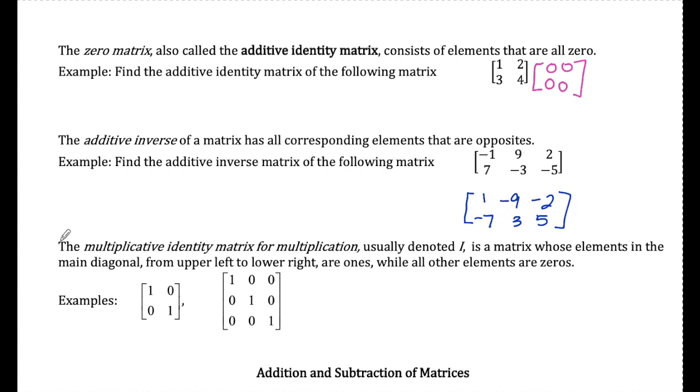The last kind of matrix that's important to know about is the multiplicative identity matrix. This is usually denoted with a capital I and is a matrix whose elements in the main diagonal from the upper left-hand corner to the lower right-hand corner are all ones. So you see this matrix has all ones along the diagonal. This matrix has all ones along the diagonal. The rest of the elements surrounding are just 0.